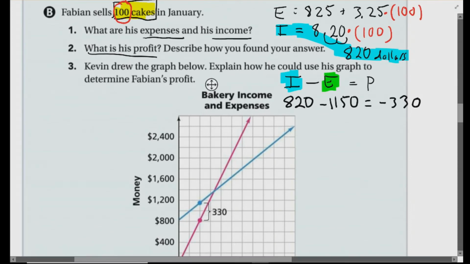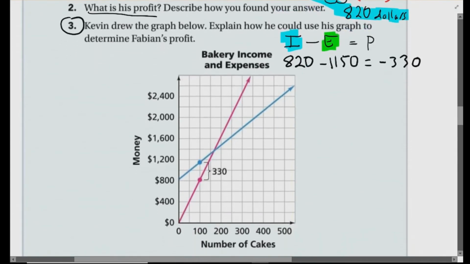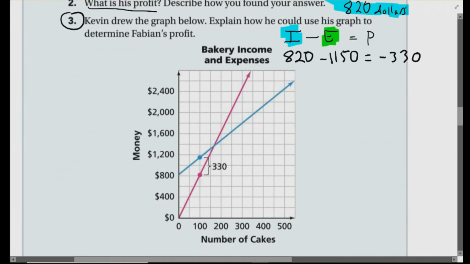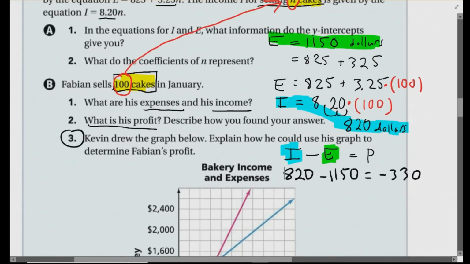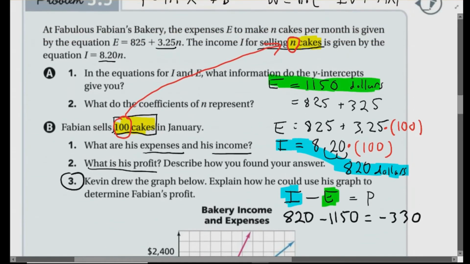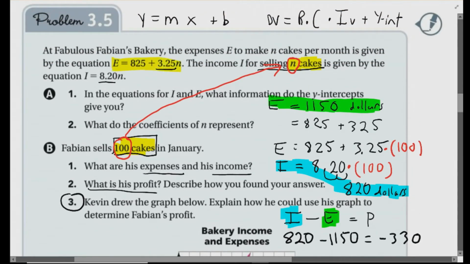Let's take a look at B3 now. Explain how you could use this graph to determine Fabian's profit. Now we already said the profit is calculated by taking the income and subtracting your expenses. So if we take a look at this graph over here, one of the things you might want to figure out is which one of these lines represent income and which one represent your expenses. Taking a look at the two equations, and let's highlight this in yellow. We have expenses is this equation, and the income is this equation.